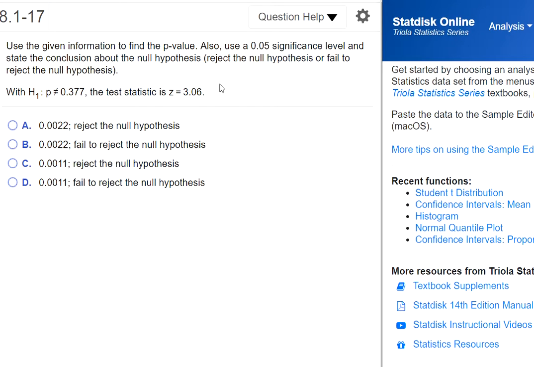We're asked to use this information to find a p-value. They give us a test statistic, and they tell us it's the z-distribution. So the alternative is that the proportion is not equal to 0.377. So that "does not equal" is actually key there.